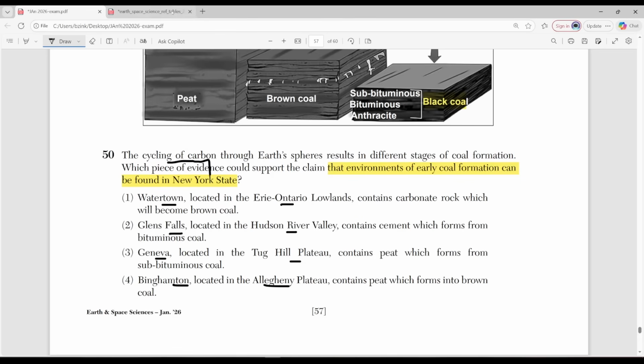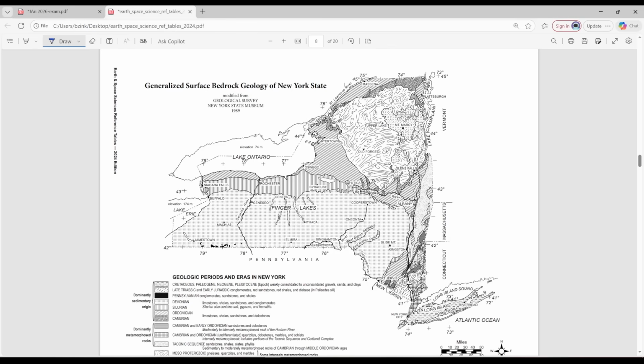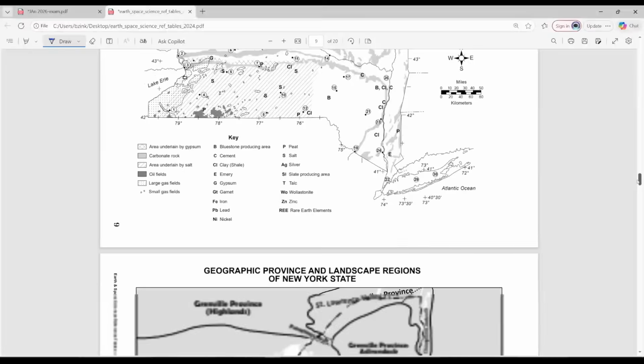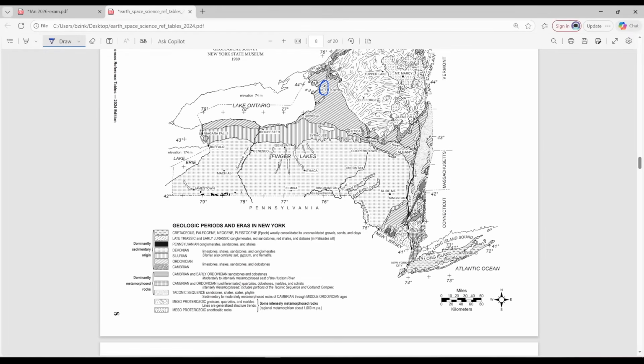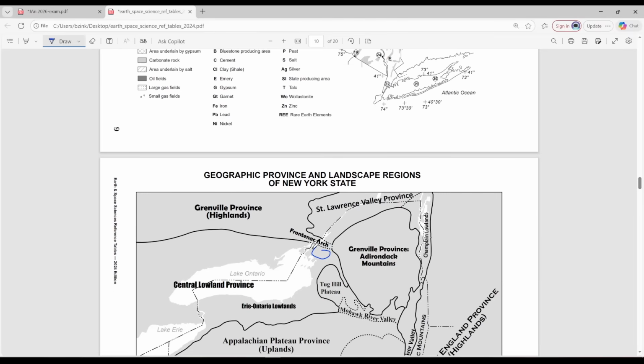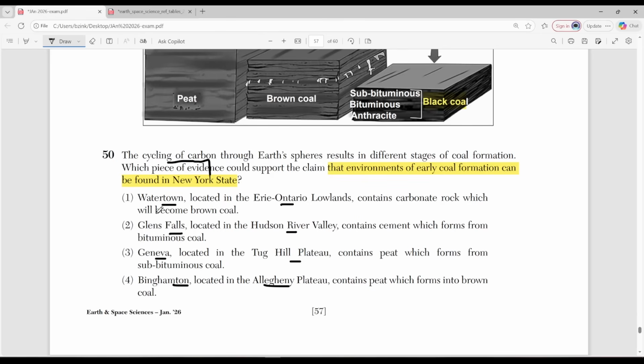Watertown. Is Watertown in the Erie, Ontario lowland? So let's go check. Watertown's here. We're going to go see if that area is in the Erie, Ontario lowlands. It looks like yes, but let me double check. Yeah. So that's good. Glens Falls is located near Hudson River Valley.